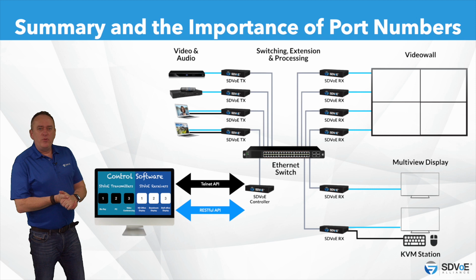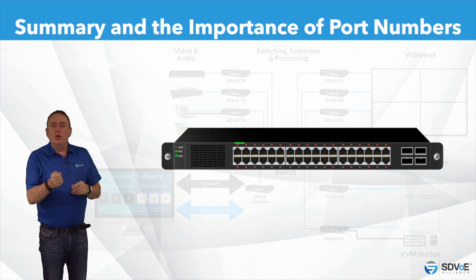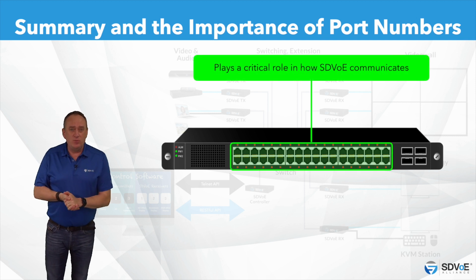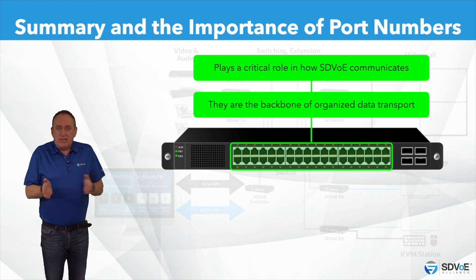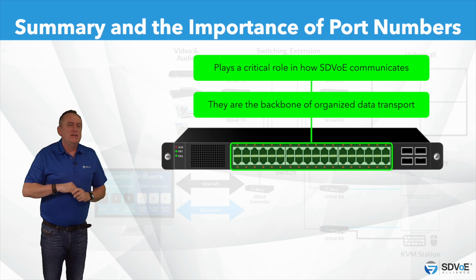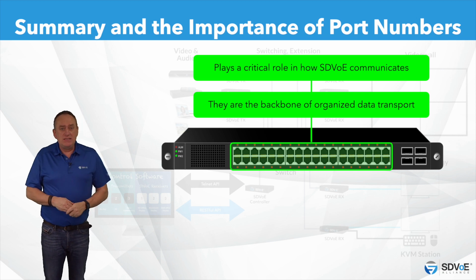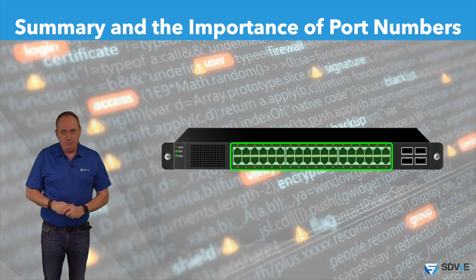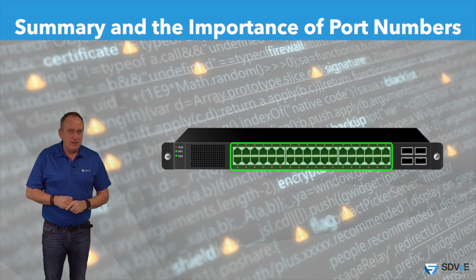Throughout this course, we've been referencing port numbers a lot. Layer 4, transport. These port numbers play a critical role in how SDVoE communicates on a network. They're the backbone of organized data transport, dictating the flow of traffic and ensuring that every packet finds its way to the right service. Without these numerical identifiers, our network would descend into complete chaos, with data packets colliding and services unable to communicate effectively.